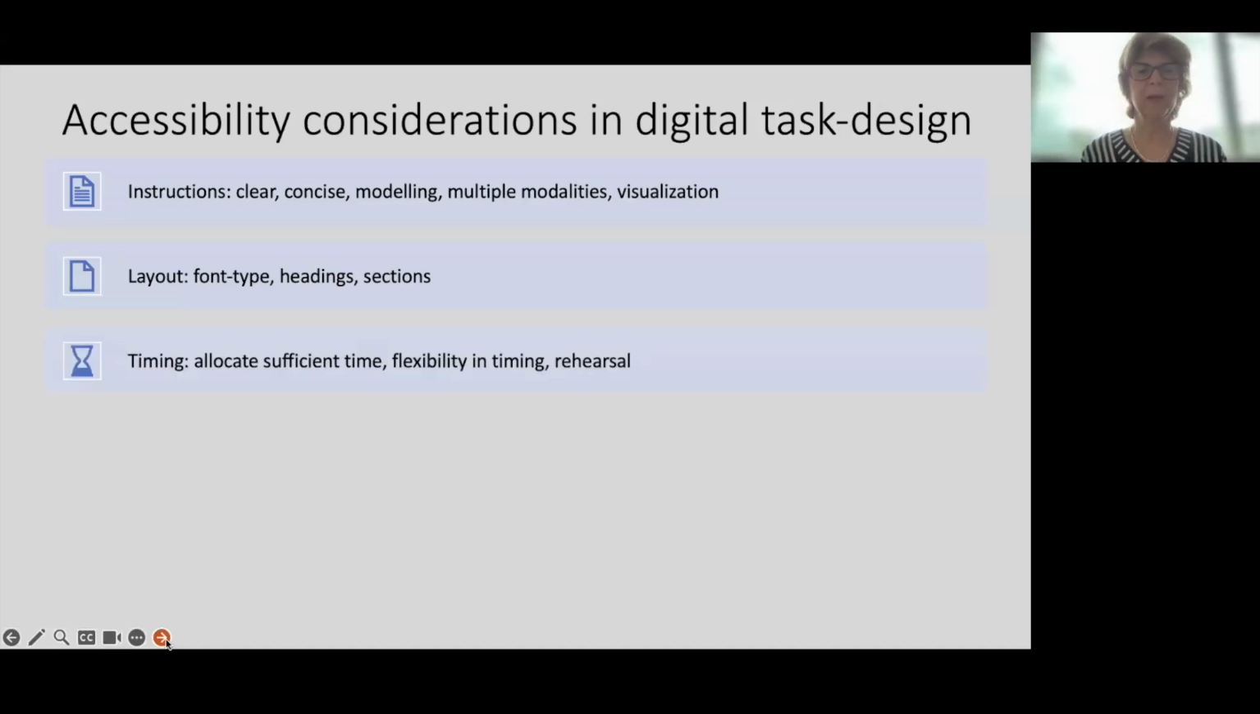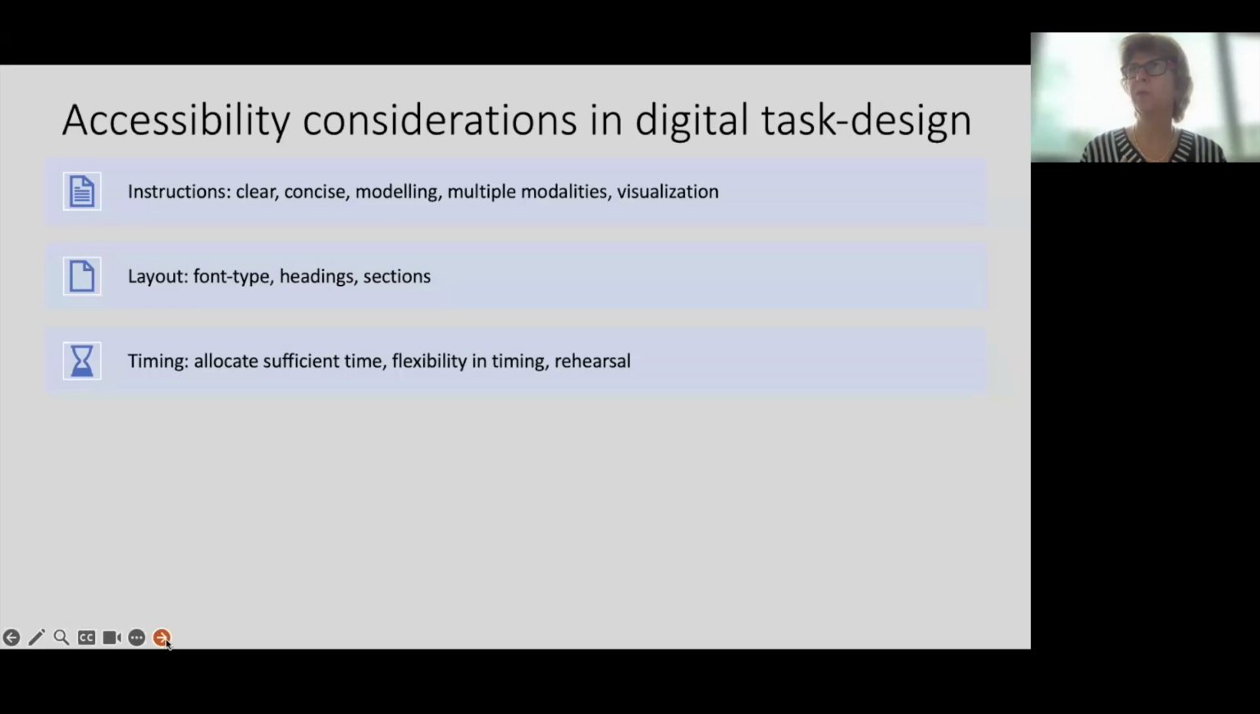Timing, making sure that even if you use digital technology, you allocate sufficient time for students to do the task. There should be some flexibility in the timing, so slower learners could finish within a longer period of time. Quicker learners maybe can be given additional tasks.